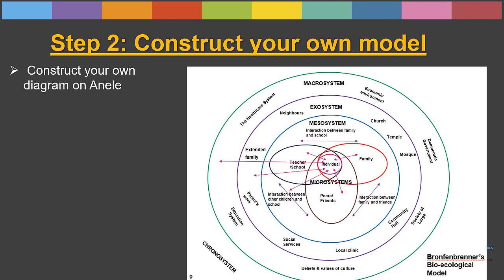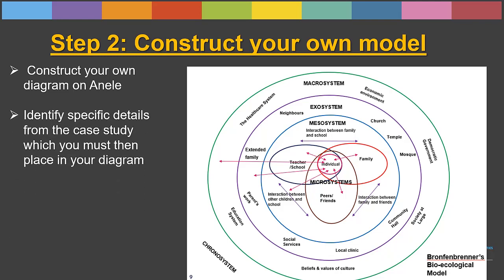But you will not just be placing this like it is. I will be looking for details from the case study that you need to then place within this model. So it's very important for you to identify specific details from the case study and then you place it into the diagram. So for instance, if we're looking at the macro system, one of the factors that comes in there is the beliefs and values of culture. For this particular section of the macro system, you might indicate beliefs and values of culture, but you need to identify what are the beliefs and values of this particular family.